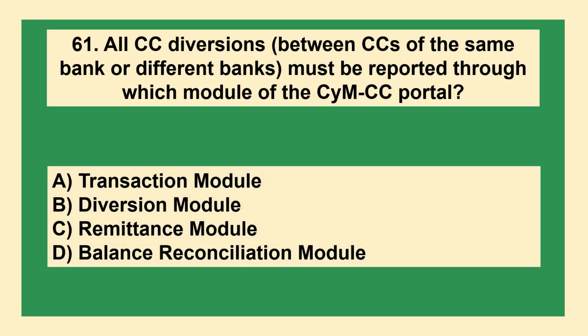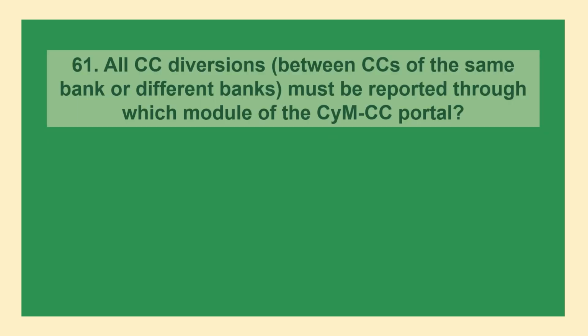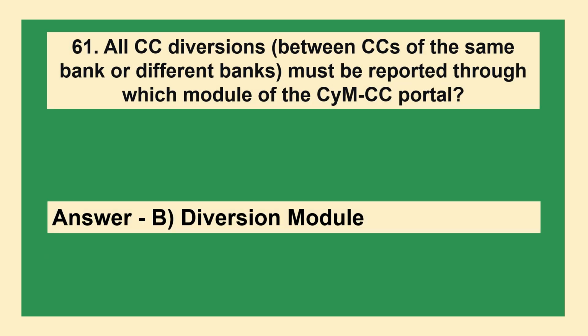All CC diversions between CCs of the same bank or different banks must be reported through which module of the CYM CC portal? Option A, transaction module. Option B, diversion module. Option C, remittance module. Option D, balance reconciliation module. The answer is option B, diversion module.